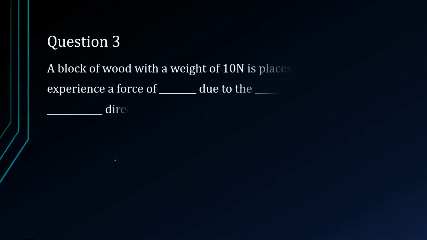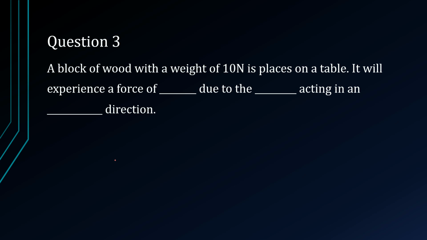In question number 3, we're going to fill in the blanks for this statement. A block of wood of weight 10 newtons is placed on a table. It will experience a force of 10 newtons due to the table acting in an upward direction. Now, this is because all forces occur in pairs, and a pair of forces will usually act in opposite directions. The weight of the block acts in a downward direction, and if it is placed on top of a table, then the table will provide 10 newtons of force to keep that block in place, and it will also act in the opposite direction.